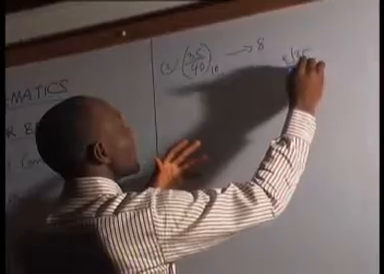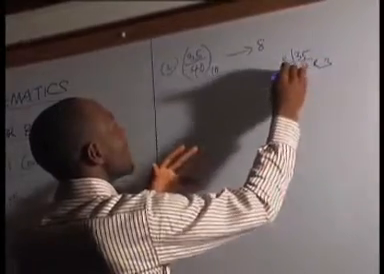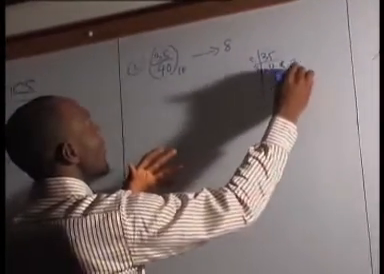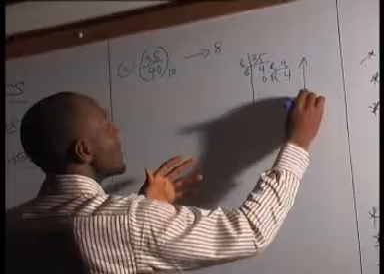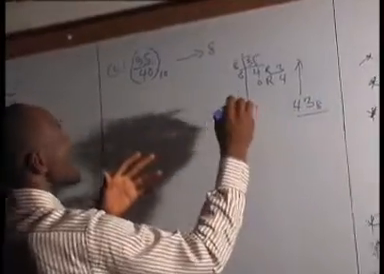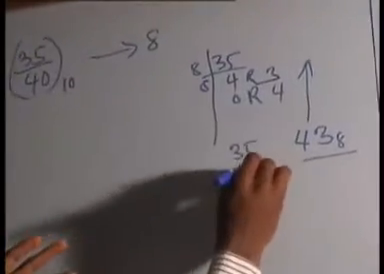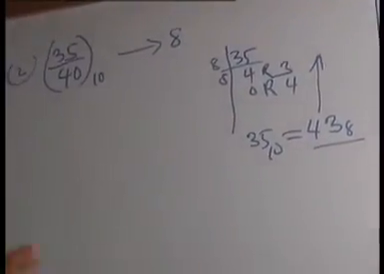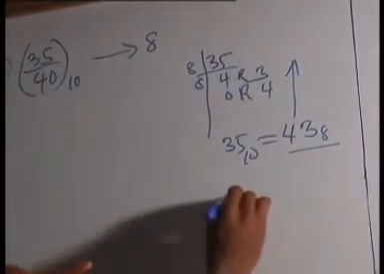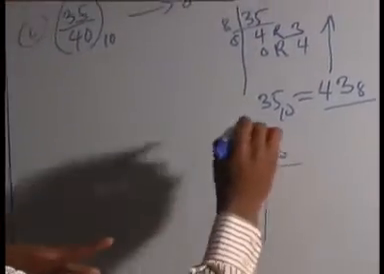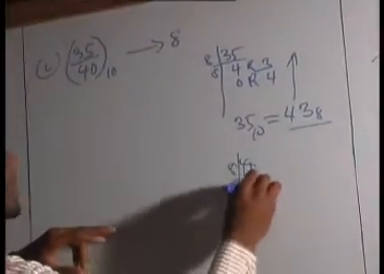8 in 35, you have 4 remainder 3. You have 8 in 4, 0 remainder 4. By the time you go up, you have 43 base 8. That means 35 base 10 is actually 43 base 8. Then you come back to 40.